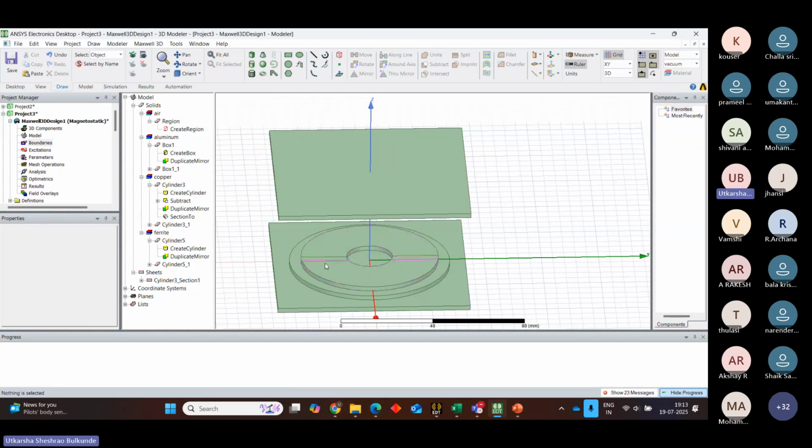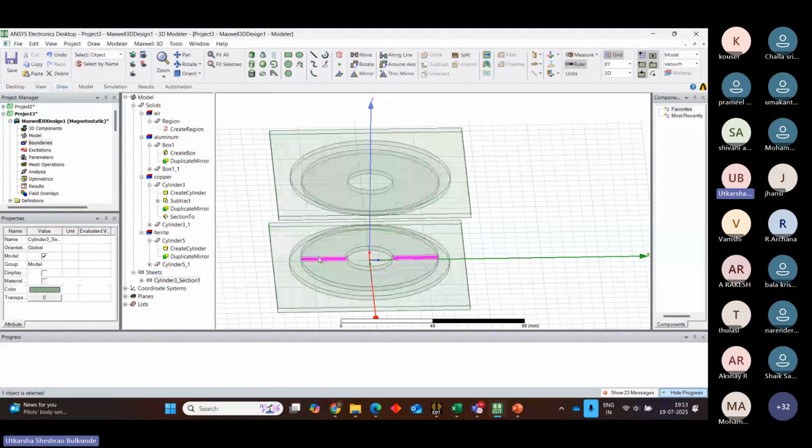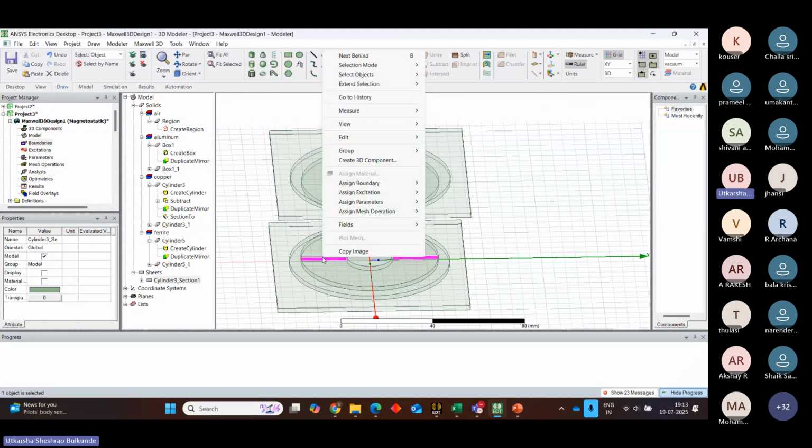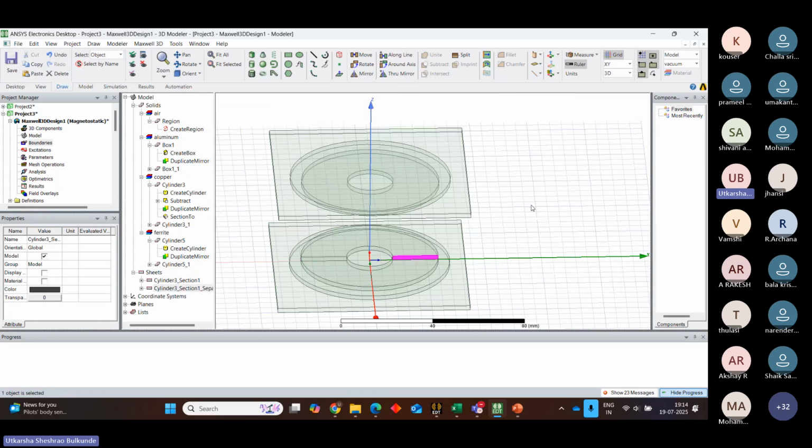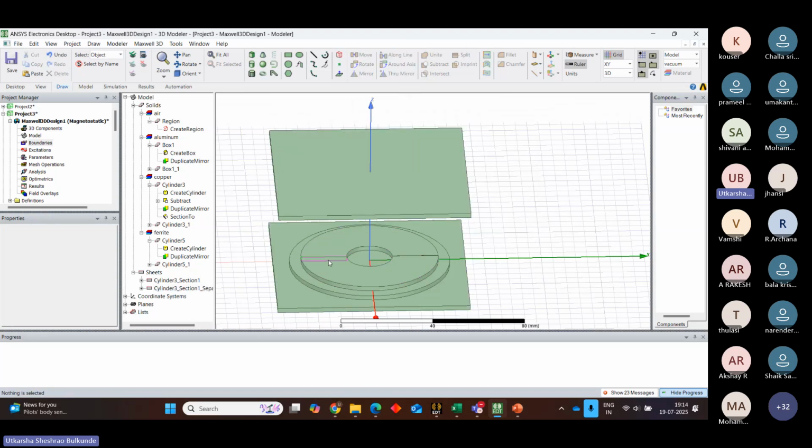So now you just want one section here. You have two, right? But can you see you cannot select only one section. You have to select both the sections. So what we want is to delete one section. So what we will do is we will unsync these two sections in short. So edit, boolean, and separate bodies.